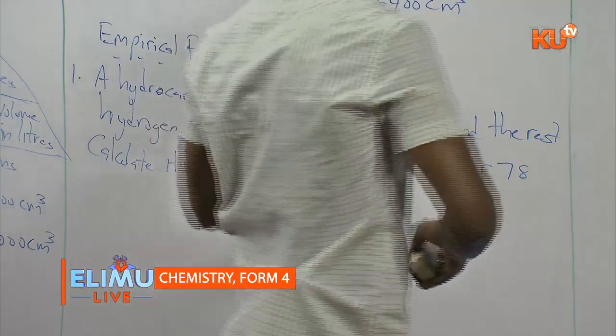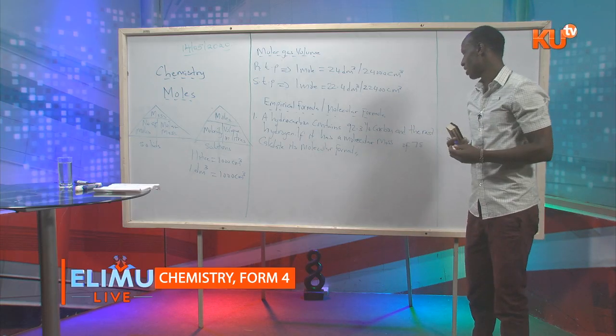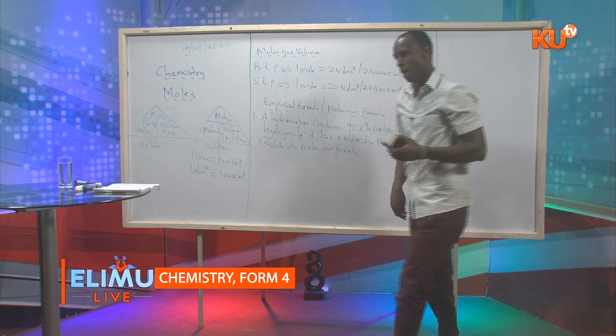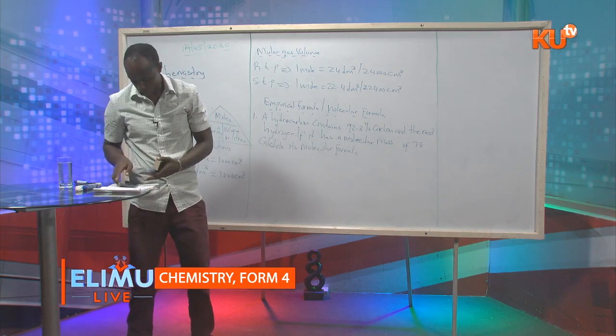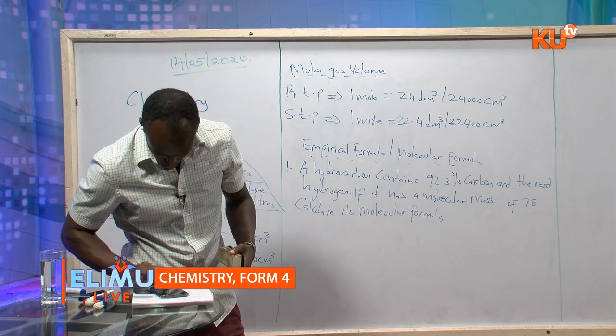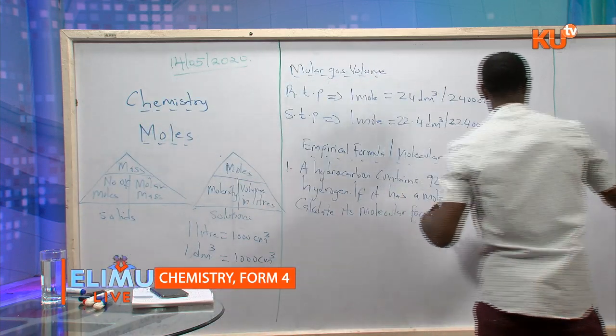So I'll do the solution here. The hydrocarbon contains 92.3% carbon and the rest hydrogen. So we'll need a calculator. So I want you to have your calculator ready. We want to calculate the molecular formula.